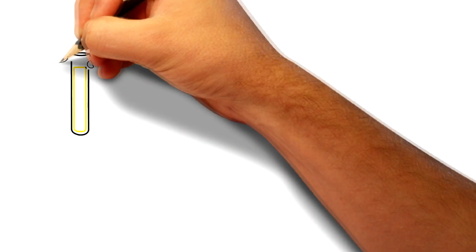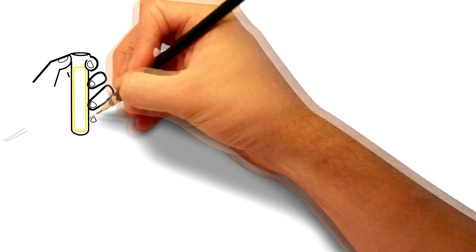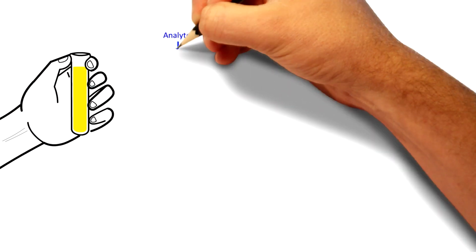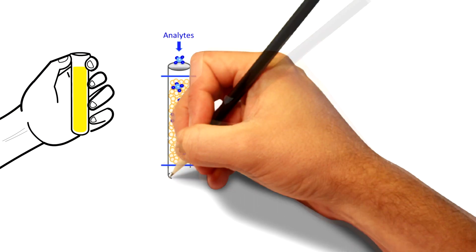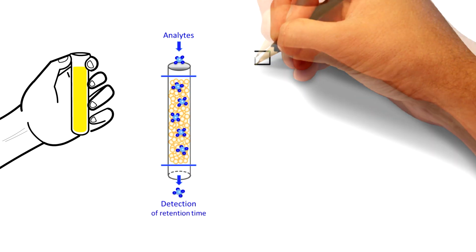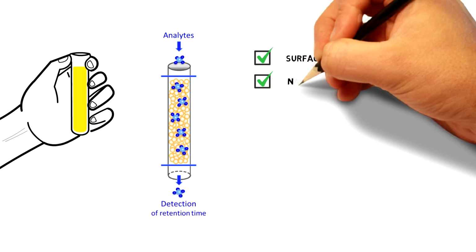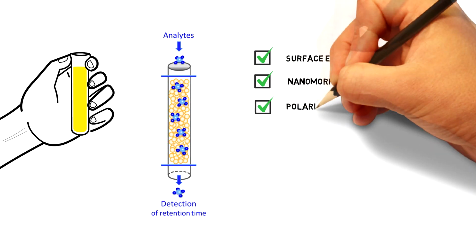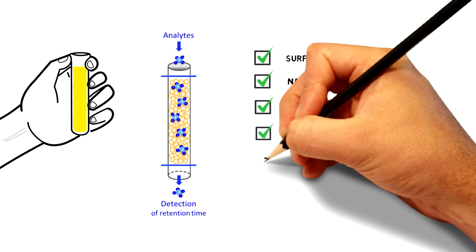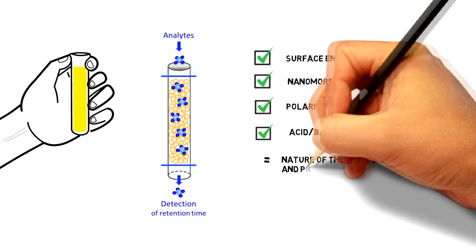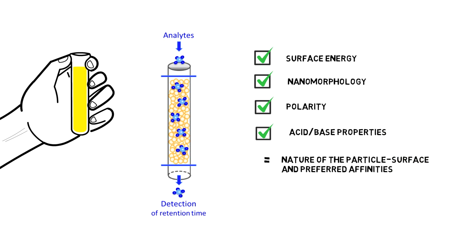By using IGC, your sample becomes the column and is pulse-probed with a variety of gaseous analytes, allowing determination of the physical characteristics of your sample. You obtain a chromatogram of the retention time of the different analytes, which relate to the surface energy, nanomorphology, polarity, and acid-base properties of your sample.